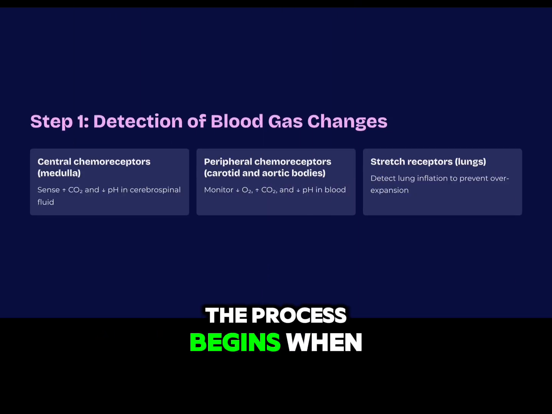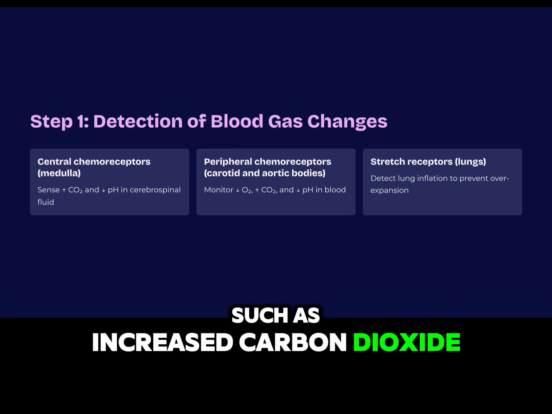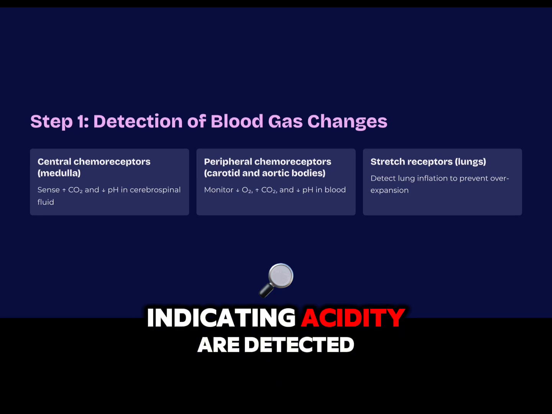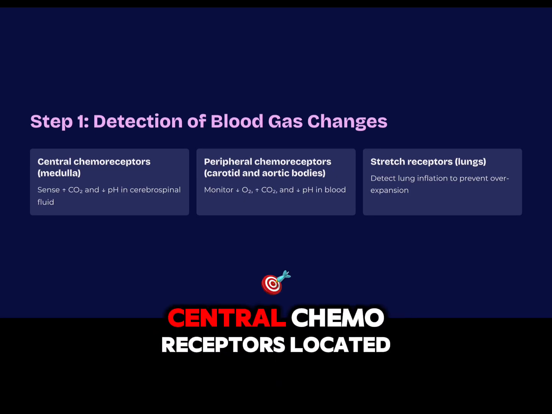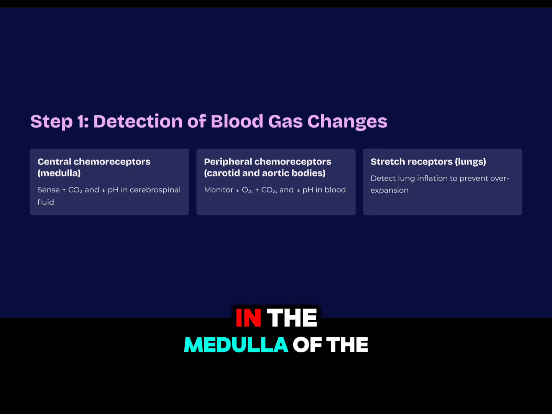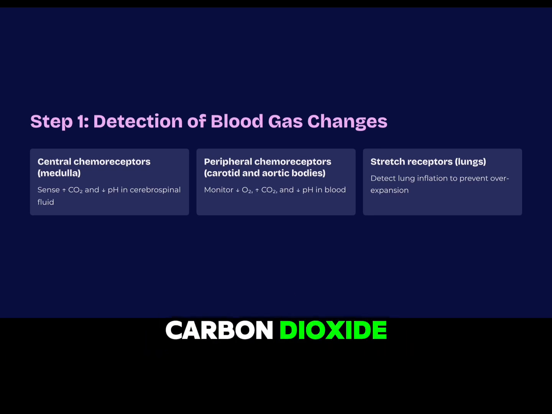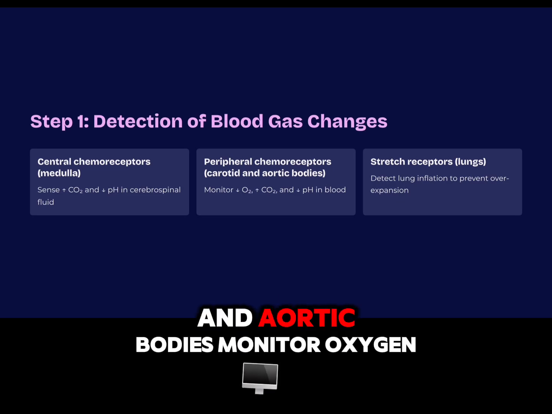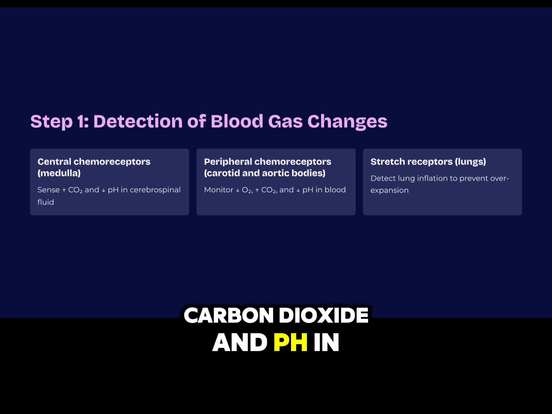The process begins when chemical changes in the blood, such as increased carbon dioxide, decreased oxygen, or lowered pH indicating acidity, are detected by specialized chemoreceptors. Central chemoreceptors, located in the medulla of the brainstem, primarily sense changes in carbon dioxide and pH levels in the cerebrospinal fluid. Peripheral chemoreceptors, found in the carotid and aortic bodies, monitor oxygen, carbon dioxide, and pH in the blood.